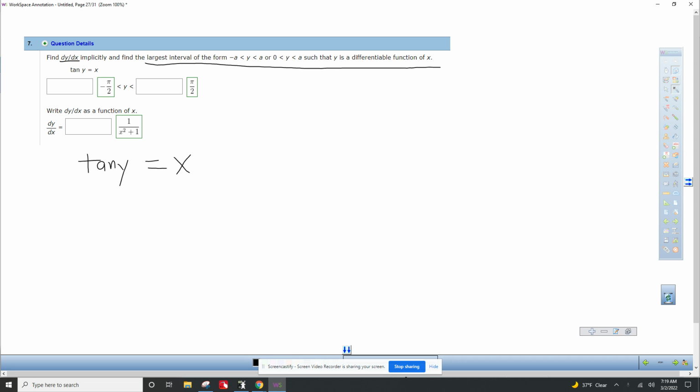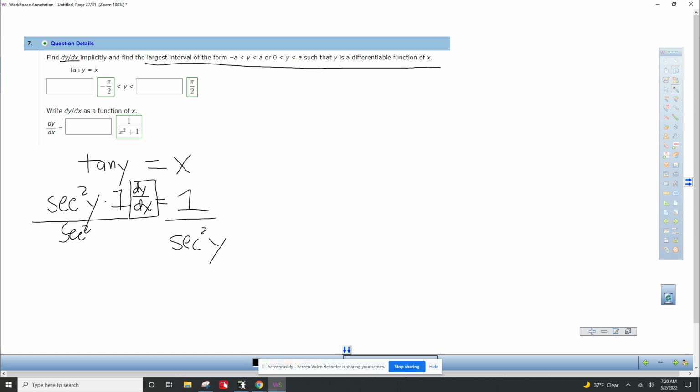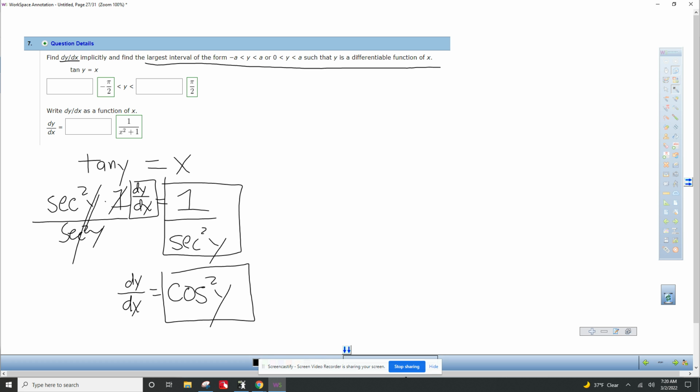Well, the derivative of tangent with respect to x is secant squared of that function, and then the derivative of the function, which is 1 dy/dx. The derivative of x is just 1. So if we solve for dy/dx by dividing each side by secant squared of y, you get dy/dx is 1 over secant squared. So dy/dx equals cosine squared. Yeah, 1 over secant squared is the same thing as cosine squared. You might have to think that through for a second.